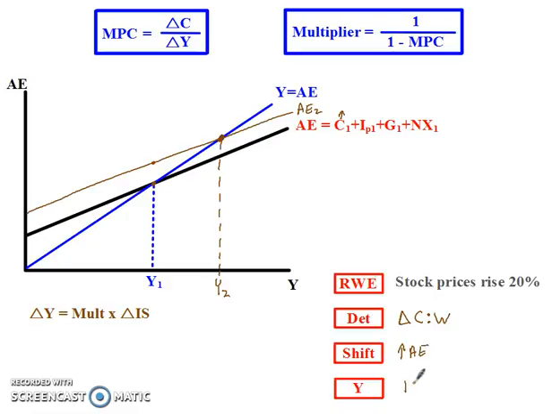The curve shifted up, and that caused an increase in the gross domestic product. That caused an increase in the gross domestic product. Now, how big is the increase?